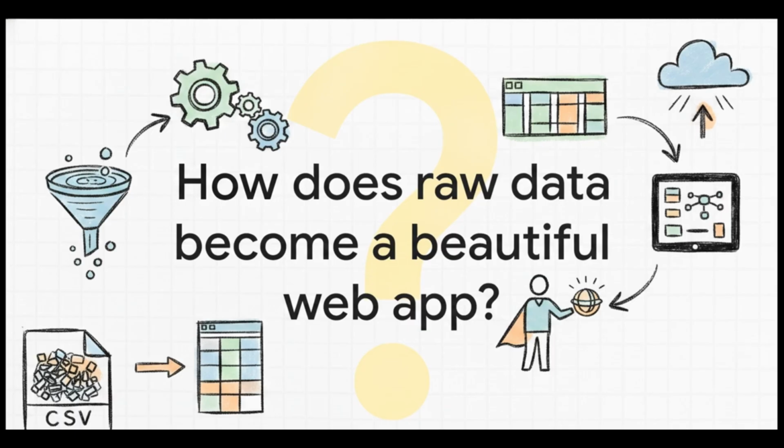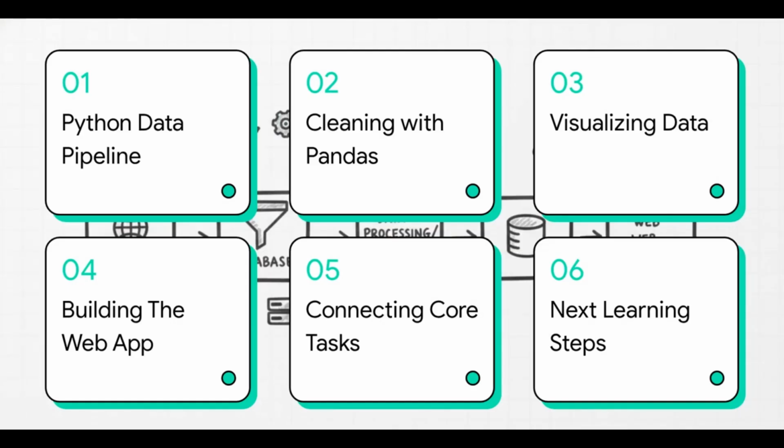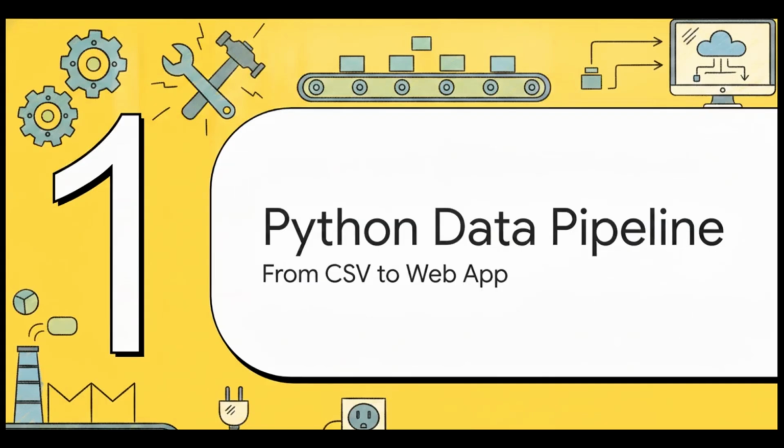Throughout this explainer, we're going to map out the exact steps this data has to take. Getting cleaned up, getting dressed up visually, and finally, being deployed to the world. It's honestly a fascinating transformation. Here is a quick look at our roadmap for today. We'll cover the Python data pipeline, cleaning data with Pandas, visualizing with Matplotlib, building the web app, connecting the core tasks, and finally, your next learning steps. Let's kick things off with part 1, the Python data pipeline.